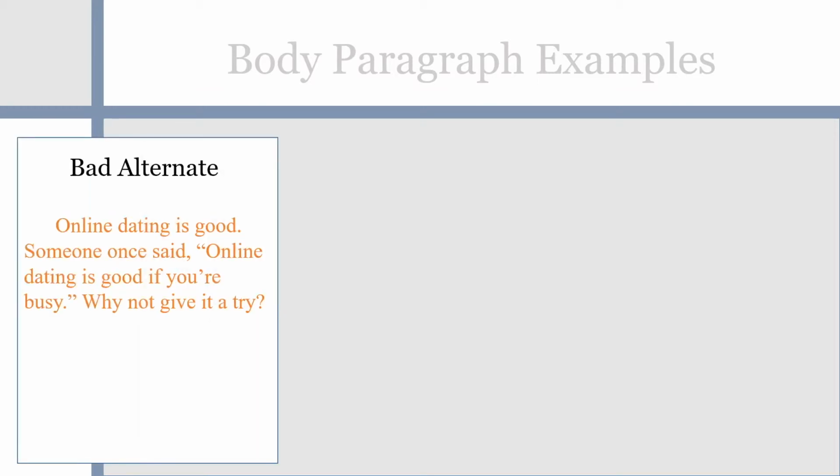Here are body paragraph examples put together. Here's the one that we said is a bad idea or something you want to avoid, and here's how it sounds when we put them all together. Online dating is good. Someone once said online dating is good if you're busy. Why not give it a try? You can see that it would be hard to figure out why exactly online dating is good and specific evidence to prove that it is.